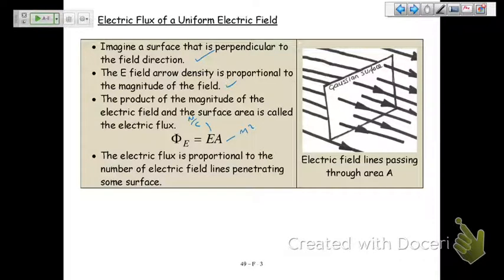So flux is not just a number. It's got some units to it. The electric flux is proportional to the number of electric field lines penetrating the surface. They're all imaginary, but I'm saying it's proportional to the number of field lines. Okay.